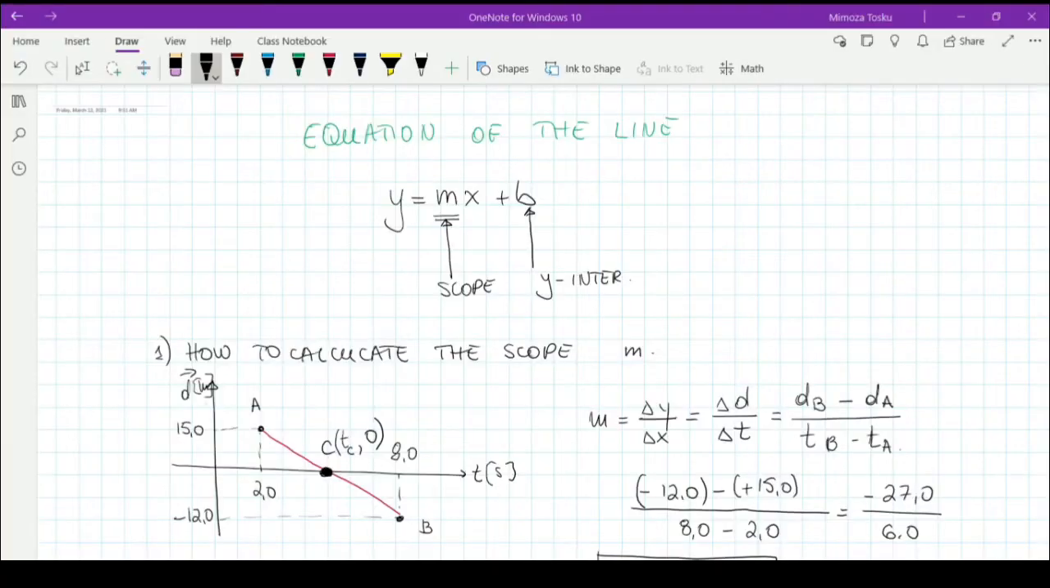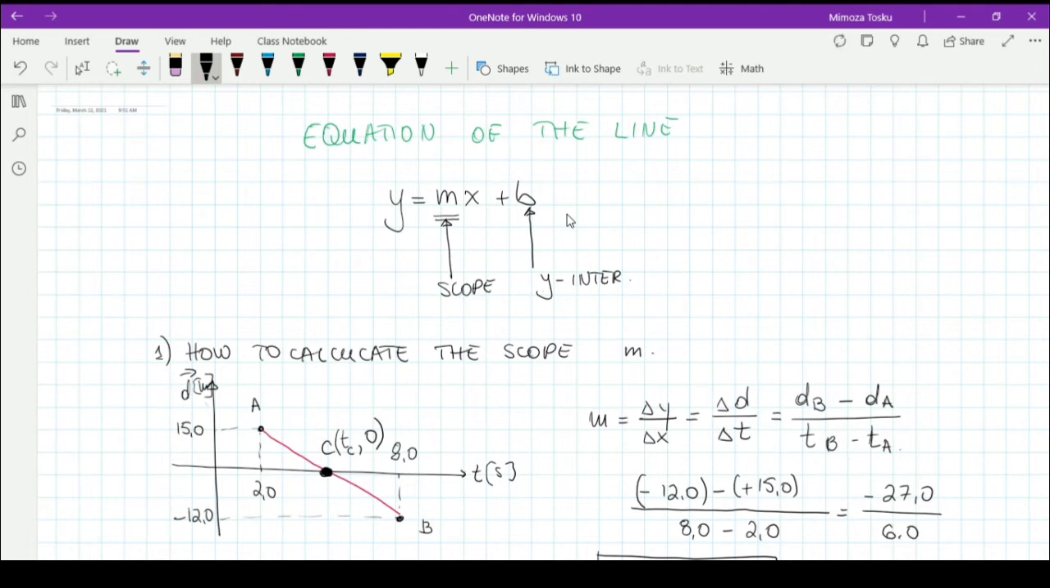So this video is in regards to working with the equation of the line. The equation of the line that we will work on is in the slope y-intercept form, y = mx + b, where m is the slope and b is the y-intercept.